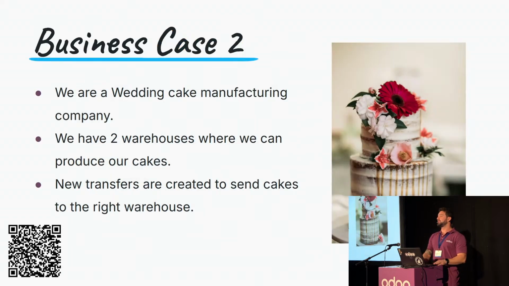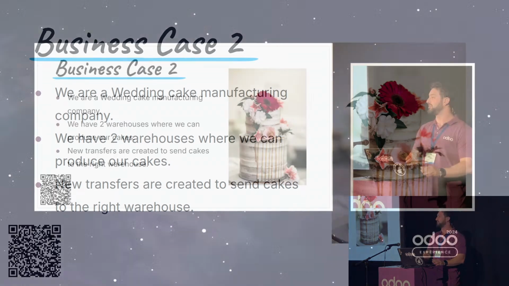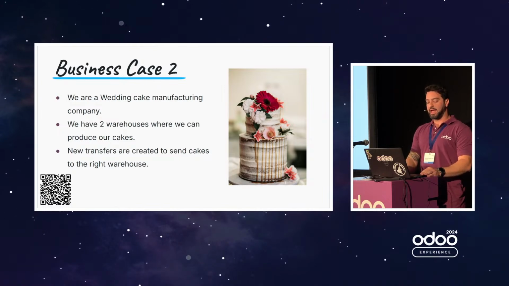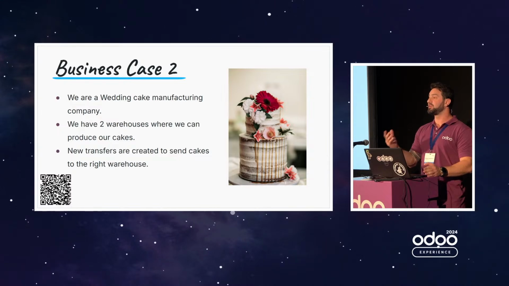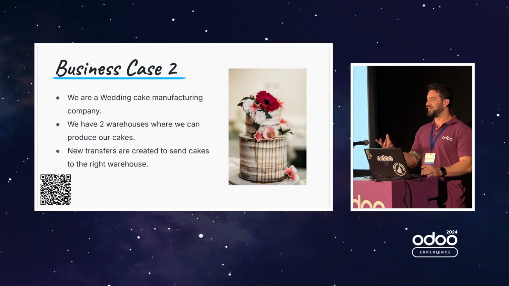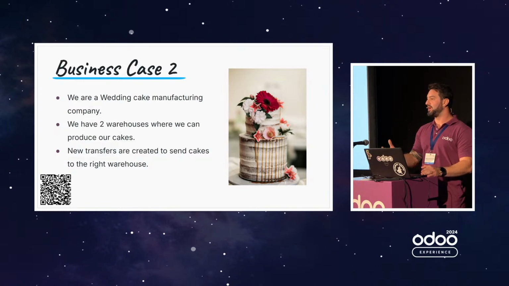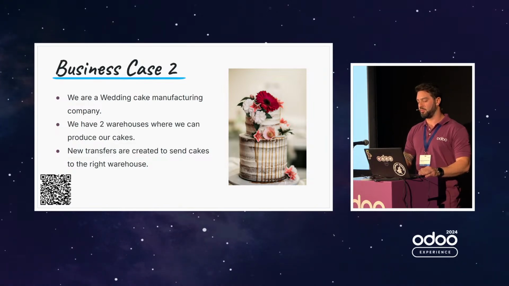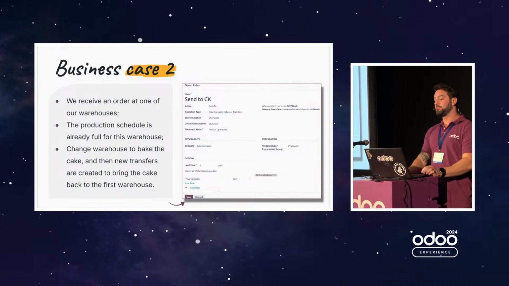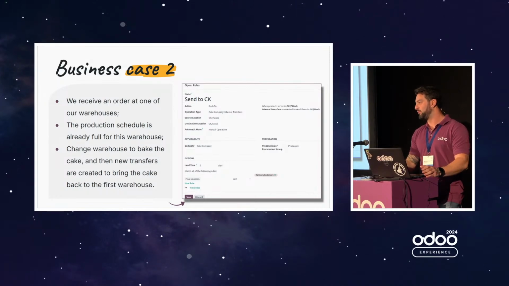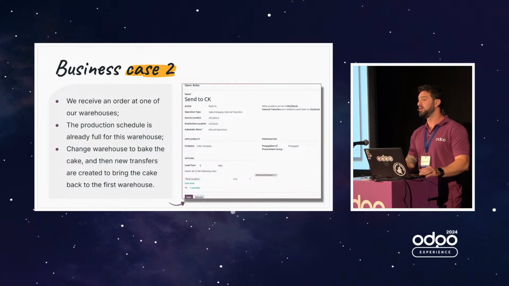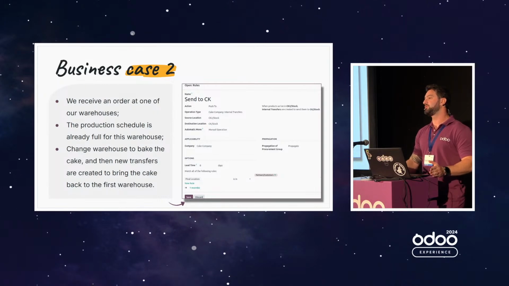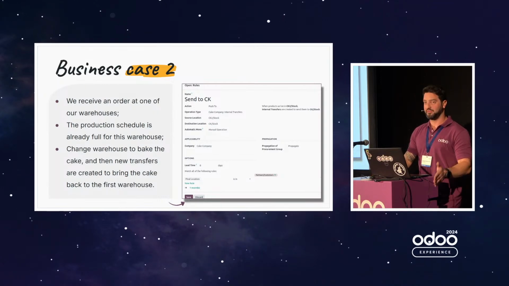The second business case is a cake company. So we are manufacturing cakes, and we have 2 warehouses where we can manufacture the cakes themselves. Sorry, we are going to change the warehouse, and new transfers are going to be created from the warehouse where it was manufactured to the original ordered warehouse. Here is a little bit more explanation. We are going to receive an order. We are fully booked in this warehouse. We're going to manually select a different warehouse to manufacture our cake, and we're going to create transfers to bring it back from the second warehouse to our first warehouse.